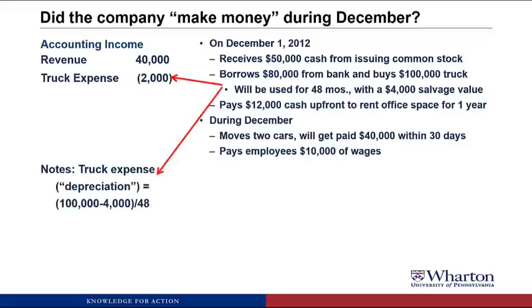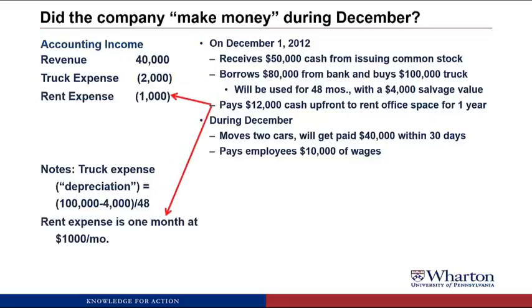With the truck, we paid $100,000 cash this period, but we're going to use it over 4 years. So why not allocate that cost over the period of time that we use the truck? For instance, $100,000 truck, salvage value of $4,000 is going to be what it's worth when we're done with it, so we're going to use up $96,000 of value over 48 months. We're using up $2,000 worth of the truck based on moving the cars this month.